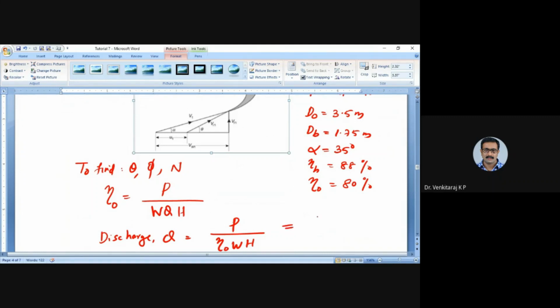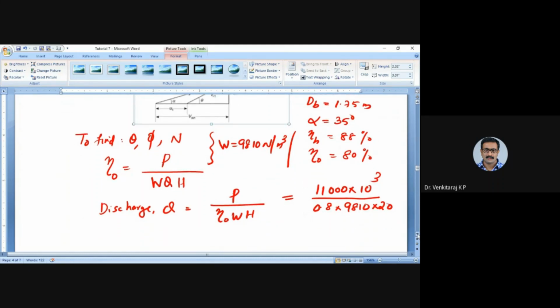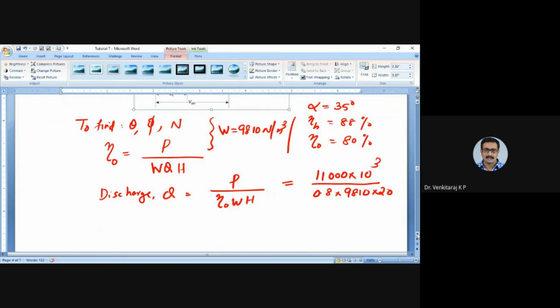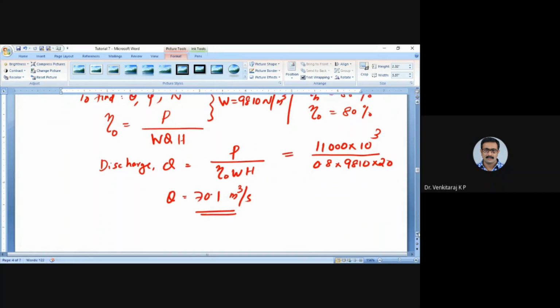So let us now substitute P as 11,000 into 10 raised to 3, divided by eta naught is 80%, so it is 0.8 into W, the specific weight of water, which is 9810. So that also you can note down: W is 9810 Newton per meter cube. So it into H, head of the turbine is 20 meter. So this gives you the discharge of the turbine. After solving, you get Q equal to 70.1 meter cube per second. So this is the discharge requirement of the Kaplan turbine.